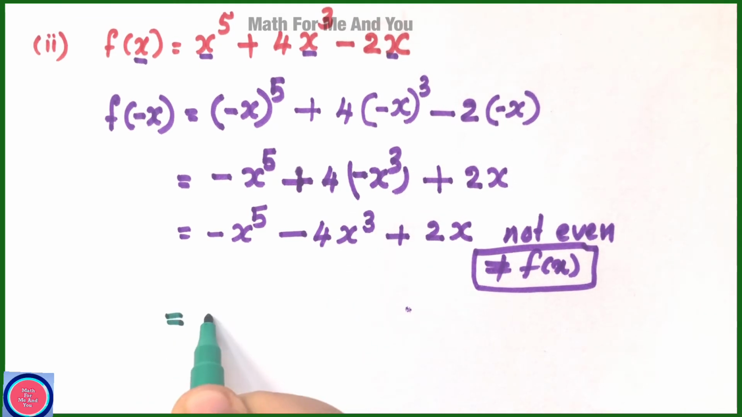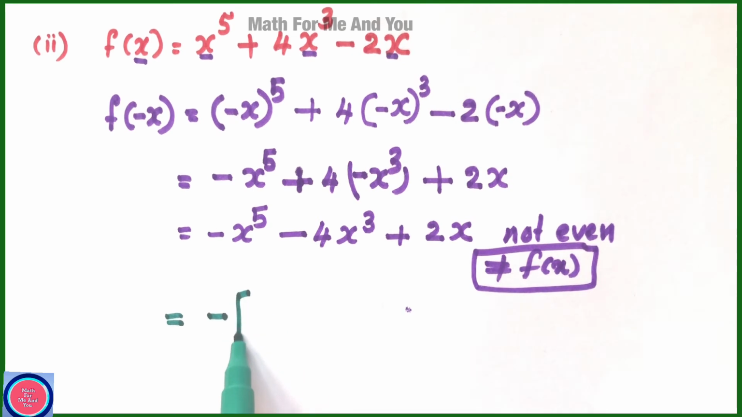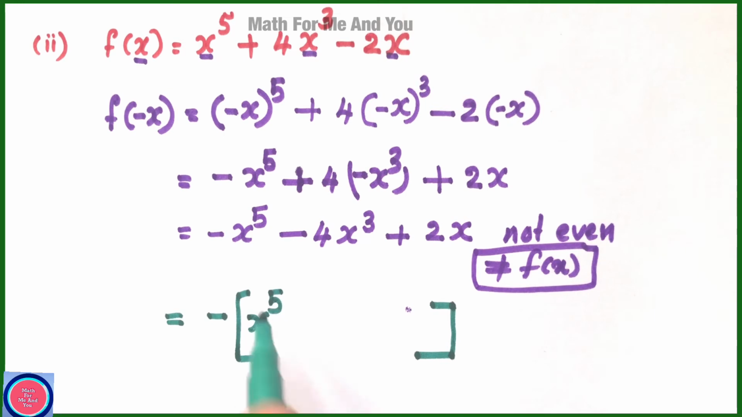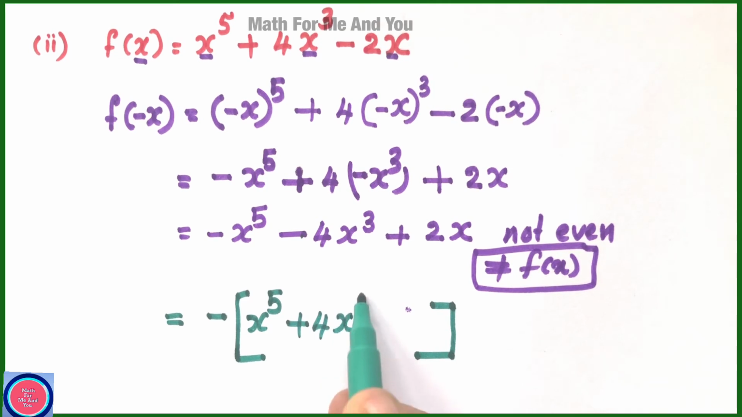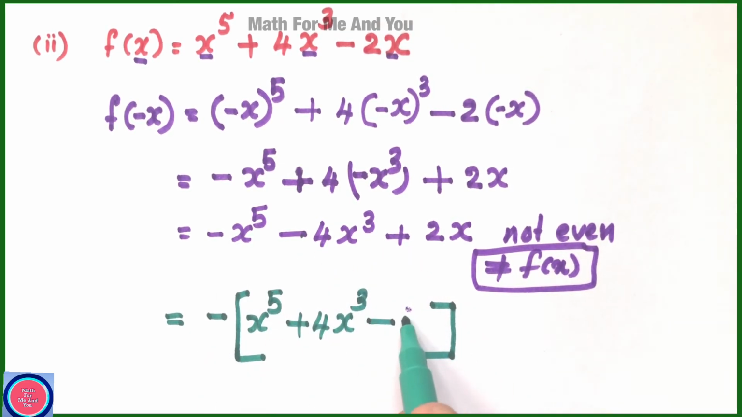How can we check? Take negative from each term and then write. See, I have taken negative and used a bracket. Now we can write without the negative. Negative outside, so inside we write x to the power 5. Next term, negative outside, so here we get plus 4x to the power 3. Next is plus 2x. I have taken negative outside, which means the remaining is minus 2x.